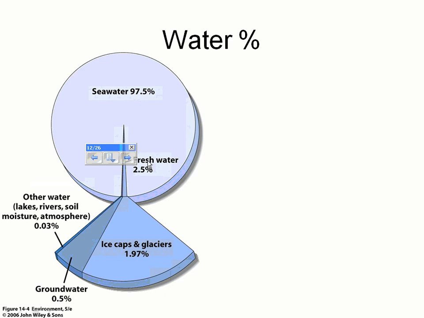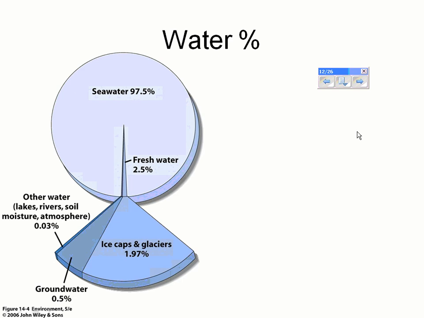Number 8, know the percentages of fresh and salt water. Looking at this pie chart, you can see that 97.5% of the water on Earth is salt water. Only 2.5% is fresh water. Out of that 2.5%, almost 2% is trapped in our ice caps and glaciers. And the rest of the water, less than 1%, is useful for us. So we can use this fresh water, the groundwater, and the surface water for our irrigation and drinking needs.